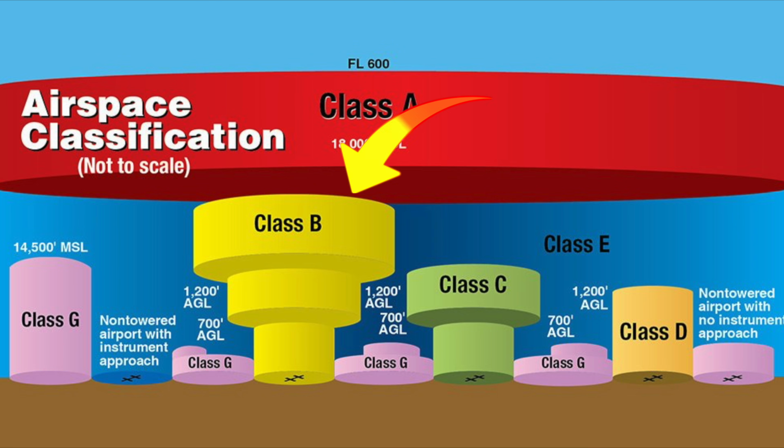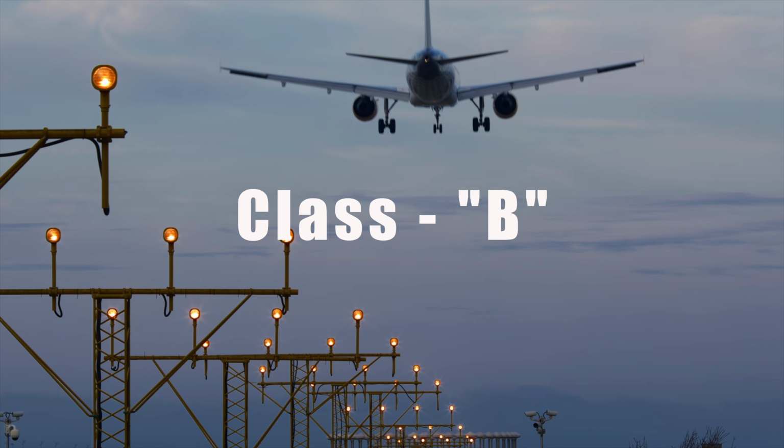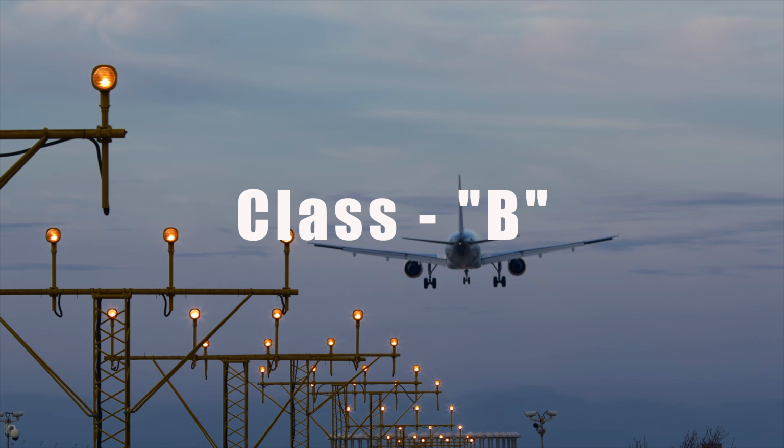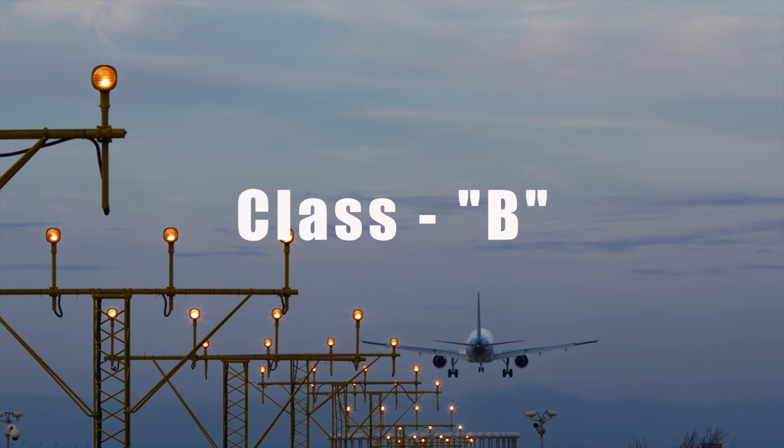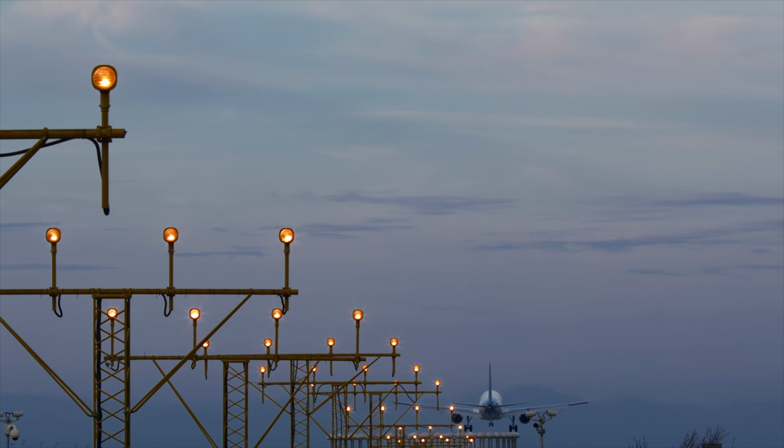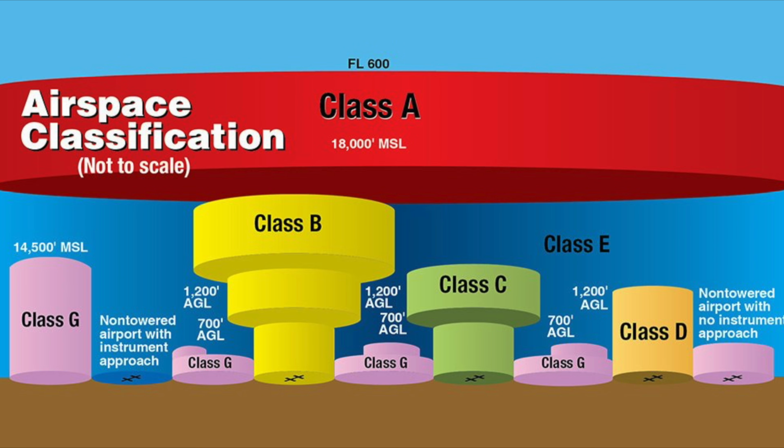So let's go over this right now. Starting with Class B for Bravo airspace. Class B airspace is where you will find the biggest airports within the United States National Airspace System. Big airports such as LAX, JFK, Atlanta, ATL, and the Class B airspace around these big airports will typically have what's called shelves, and the shelves will resemble an upside down wedding cake.